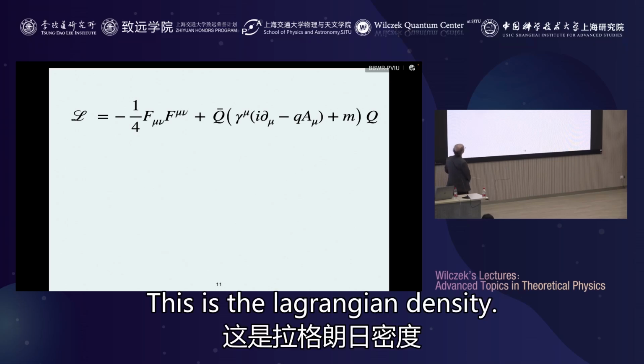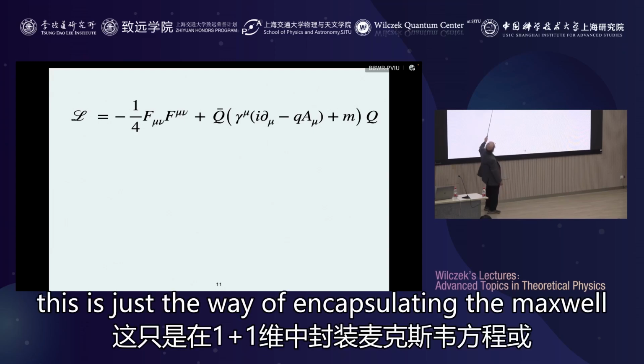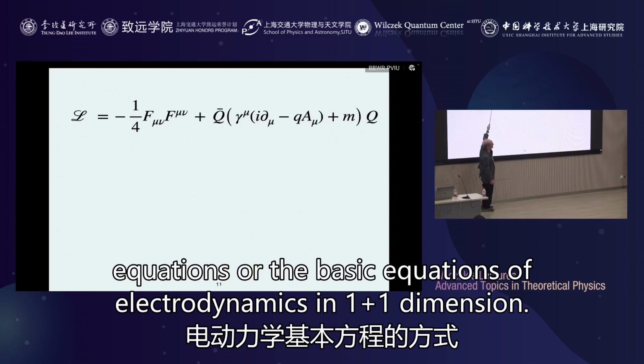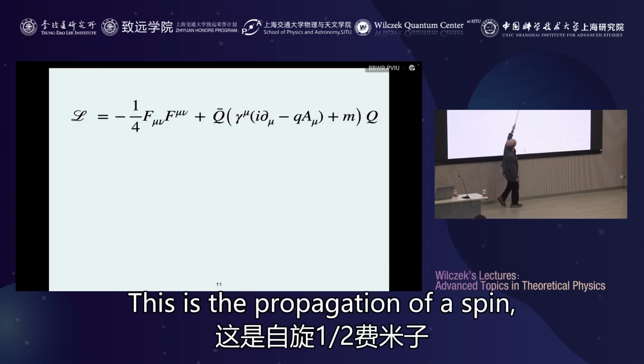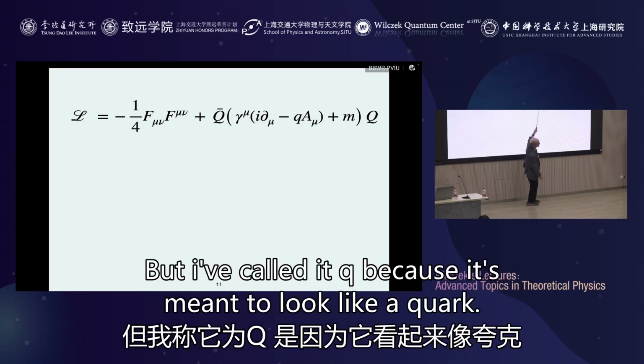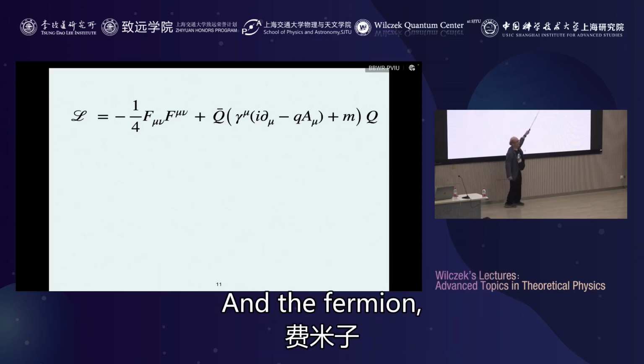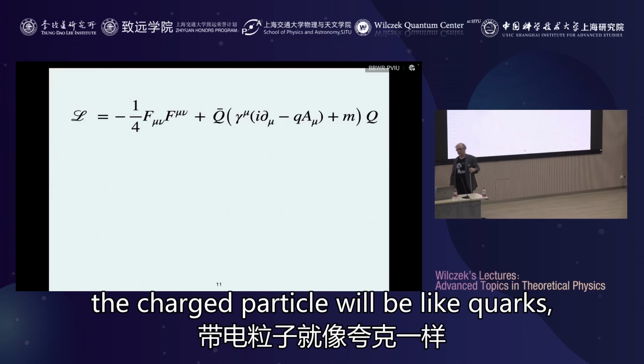So this is the Lagrangian density. Don't be frightened by this if it's frightening. This is just a way of encapsulating the Maxwell equations, or the basic equations of electrodynamics, in 1+1 dimensions. And this is the propagation of a spin 1/2 fermion in the presence of these electromagnetic interactions. But I've called it Q because it's meant to look like a quark. So the analogy is these photons in 1+1 dimensions will be like the gluons in 3 dimensions, and the fermion, the charged particle, will be like the quarks.